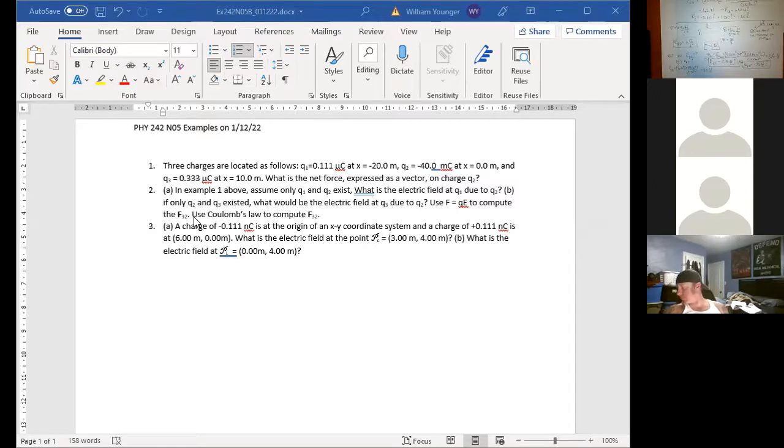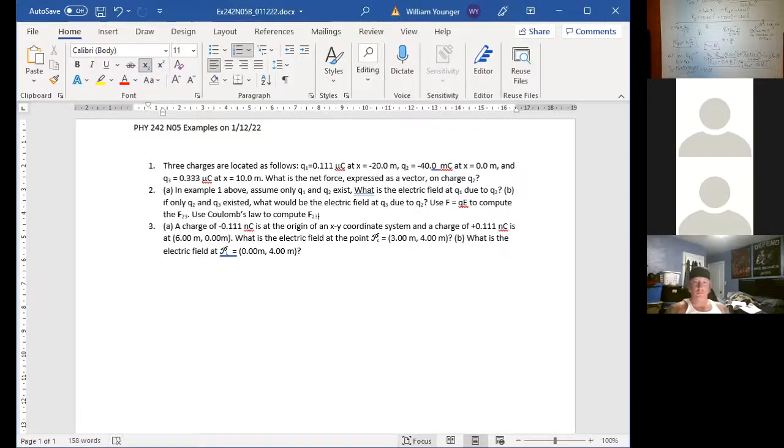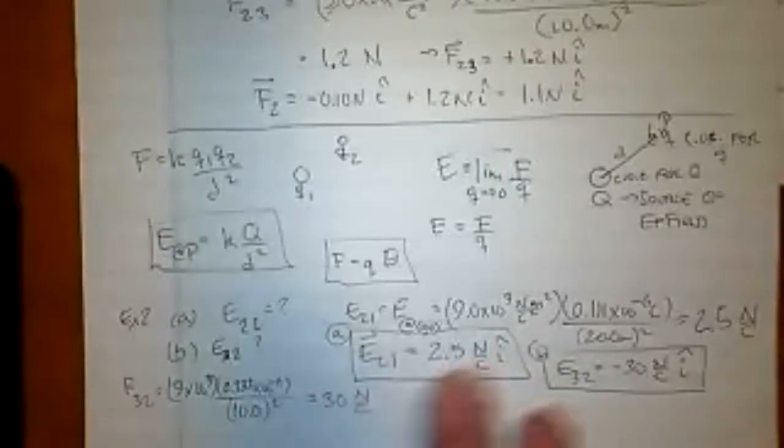And actually, I think my notation's backwards there. That should be the force on 2 due to 3. Yeah, that's exactly what I meant. The force on 2 due to 3. Because remember, we were calculating the electric field at location 2, so it doesn't make any sense to talk about the force on 3.